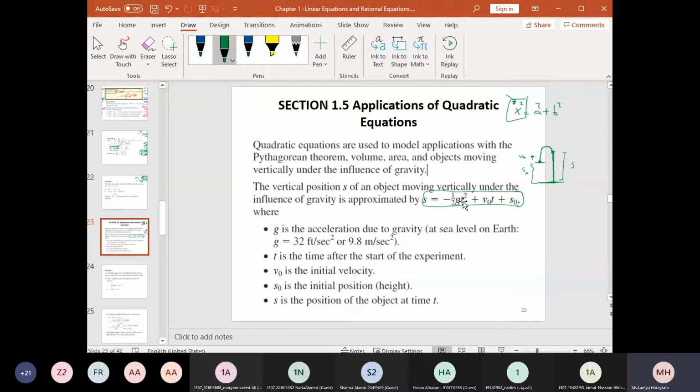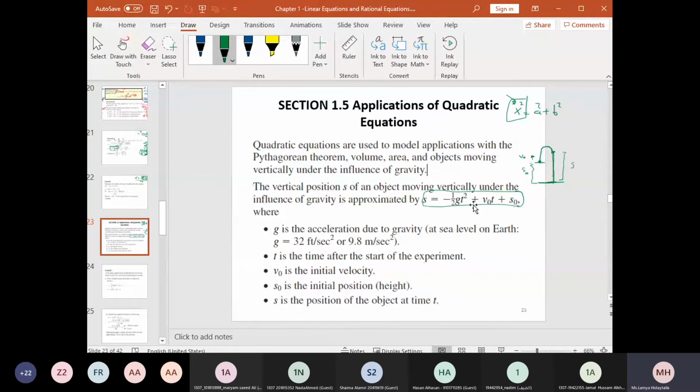You want the height after how many seconds. The velocity v naught is the initial velocity of the rocket or whatever, and s naught is the initial height. Of course, if I throw it from the ground itself, the initial height is equal to 0, because there is no height; you always look from where you throw the rocket. So here there is no height from the ground because I throw it from here. Okay, clear? So this is a formula.